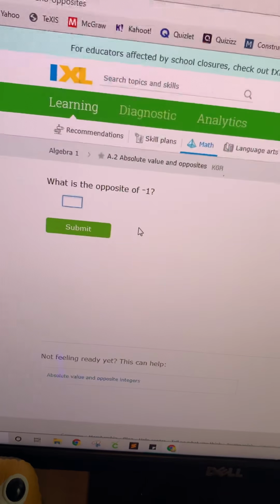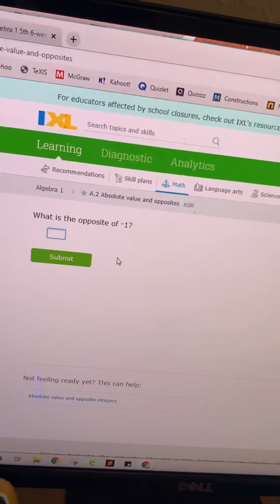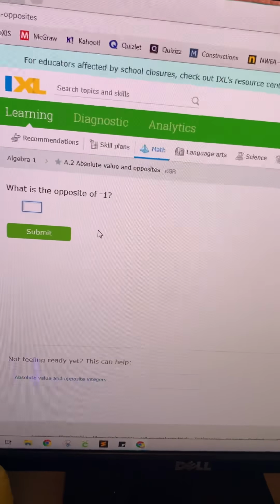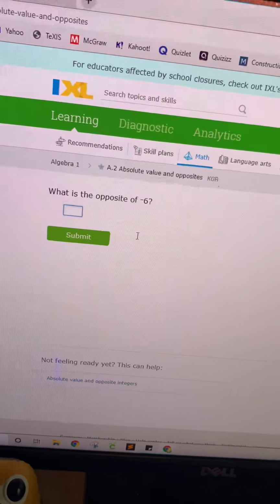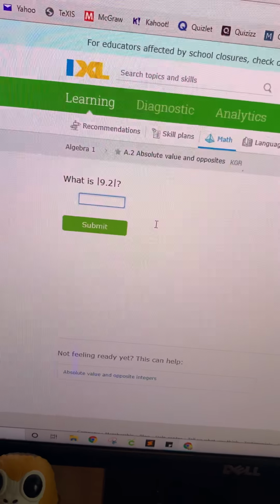Right? So here's the second thing we're talking about, opposites. Opposites is if negative, positive, those are opposites. So the opposite of -1 would be +1. Opposite of -6, +6.